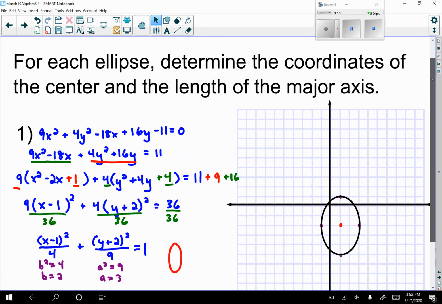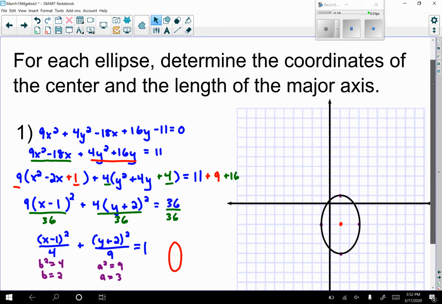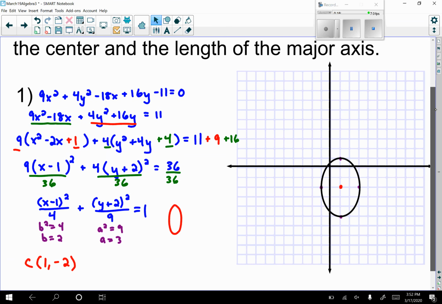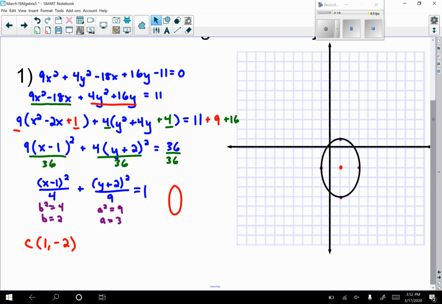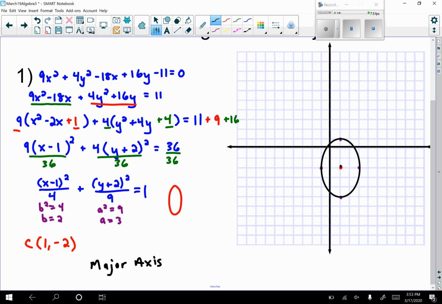All right, so we determine the coordinates of the center, and then we'll also state the length of the major axis. Now for these, I'm not going to write each vertex in. We'll look at an example at the end, actually. So after having drawn this, we could write out the length of the major axis. Again, it's going to run from the center 3 up, 3 down, so it's going to be 6. So we get 2 times 3, 6 units.